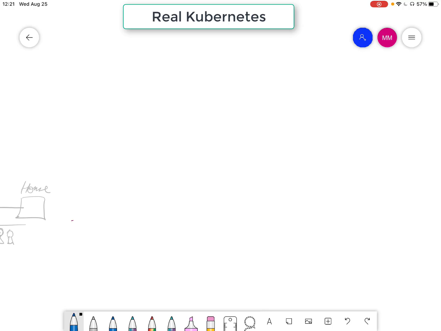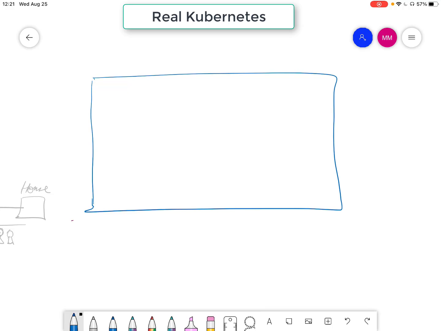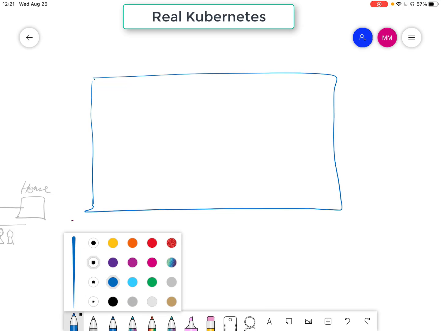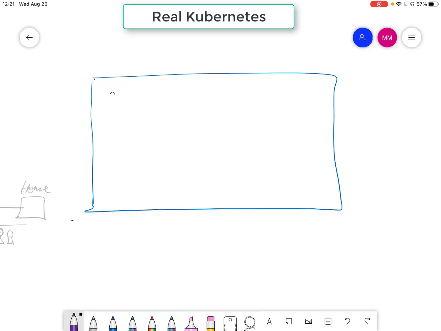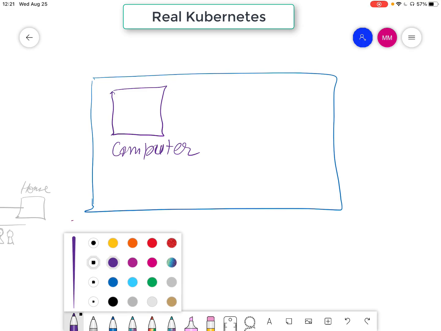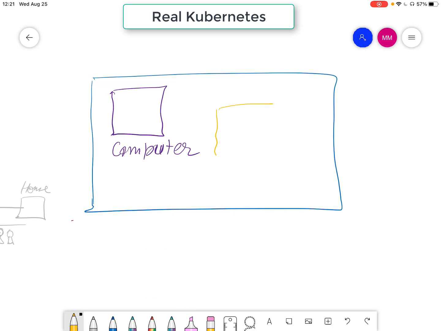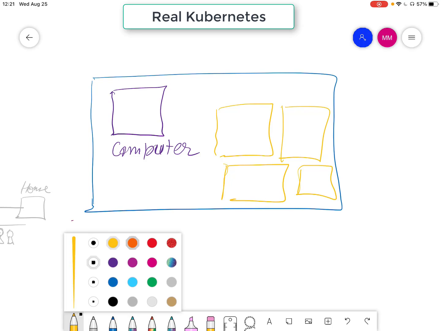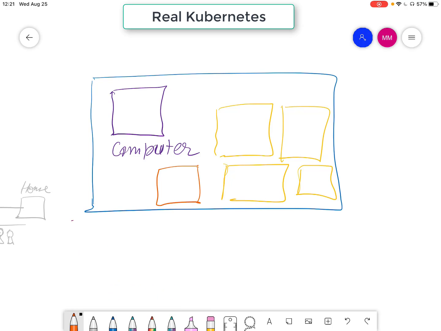So we still have our ship over here. And our engine room, what it really is, is just a computer. So this is just a computer. And our guest rooms are also just computers. So far with me? And I had an orange guest room as well.